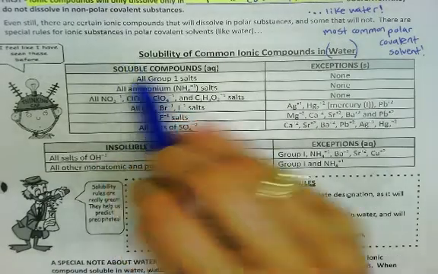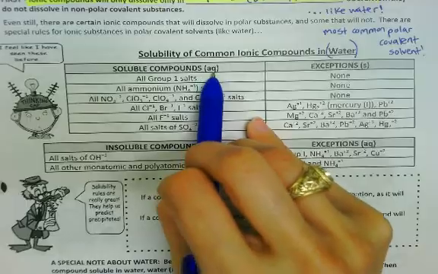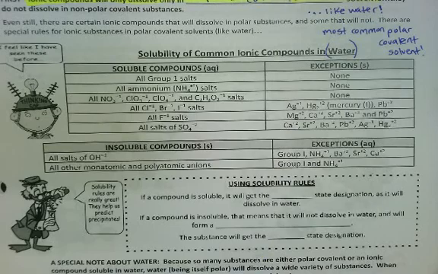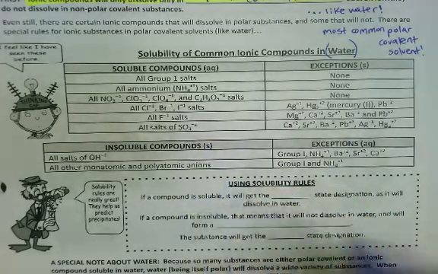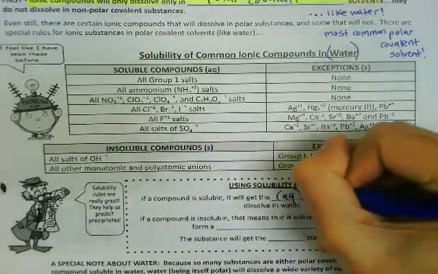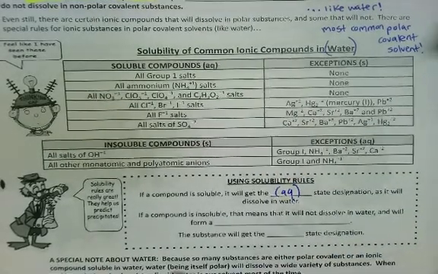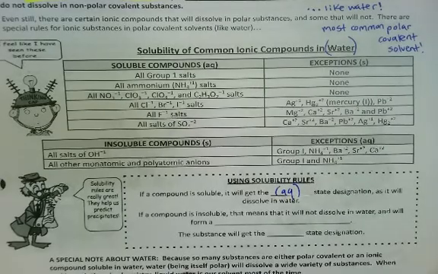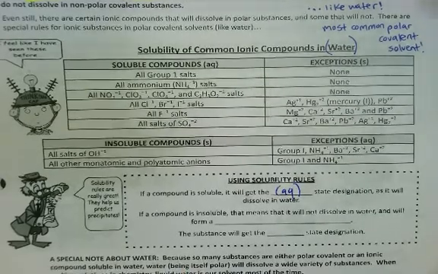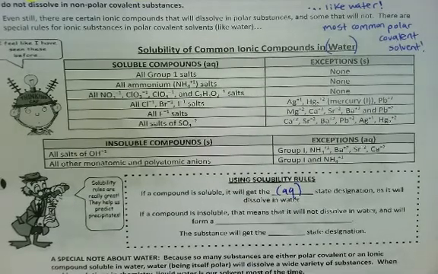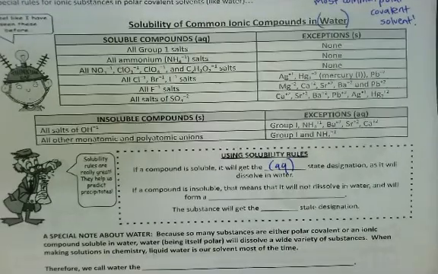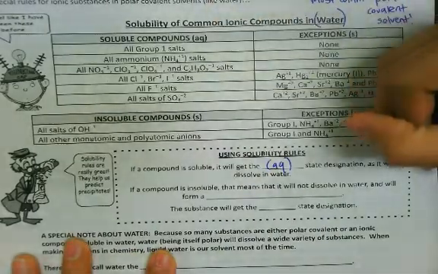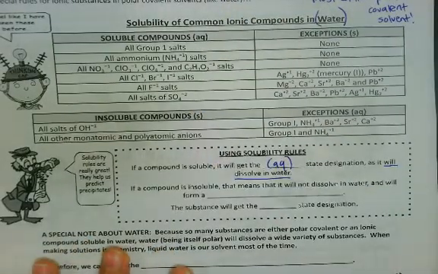These soluble compounds, of course, are the ones that have this AQ symbol, and our insoluble ones are our solids, okay? So if the compound is soluble, it will get the AQ state. Do you remember what AQ is short for? Aqueous. What does aqueous mean? It's in water. It's dissolved in water, okay? The reason why we wrote aqueous next to things is because we were trying to say that they are dissolved in water, okay? If they are AQ, they will dissolve in water.